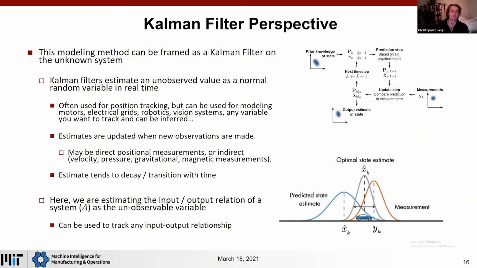And it turns out that I'll go into this a little bit more in depth, but this approach of modeling the underlying system as a Gaussian random variable, a multivariate Gaussian random variable, is actually the same thing as a Kalman filter. And so I ended up sort of reinventing the wheel a little bit.